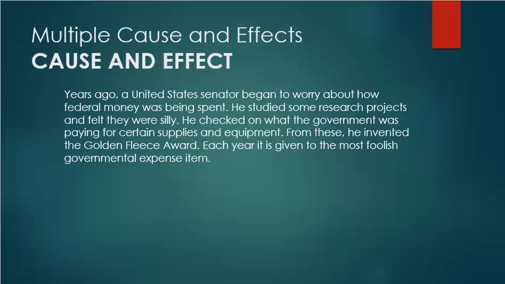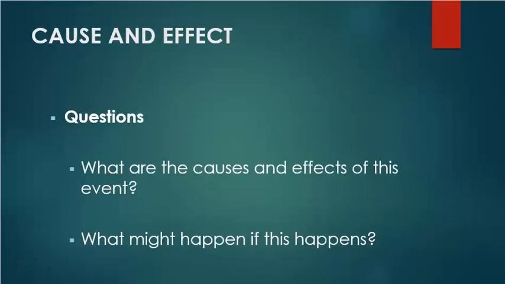Okay, so what you need to do in your notes is make 2 columns, label one cause, and label the other side effect. So I would like you to write in the cause statement, so that's what happened first, and then in the effect column you'll indicate anything that happened as a result. So pause the video and take a moment to do that. Now that you're back, there are some questions. What are the causes and effects of this event, and what might happen if this happens? So those are the questions you have to ask yourself.